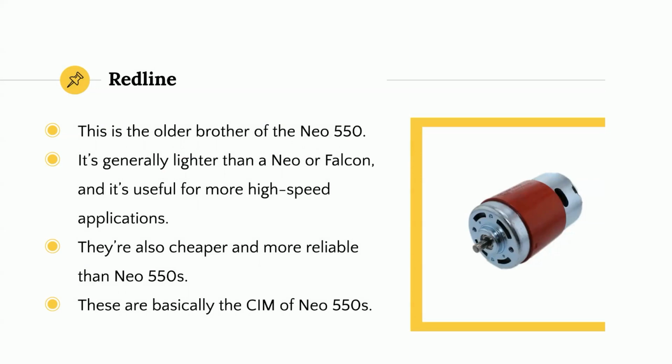And now finally we have the Redline. This is the older brother of the Neo 550. It's generally lighter than a Neo or Falcon, and it's useful for more high-speed applications. They're also cheaper and more reliable than Neo 550s. These are basically the Sim of Neo 550s. They do the same purpose, but they're easier to work with and they're bigger.